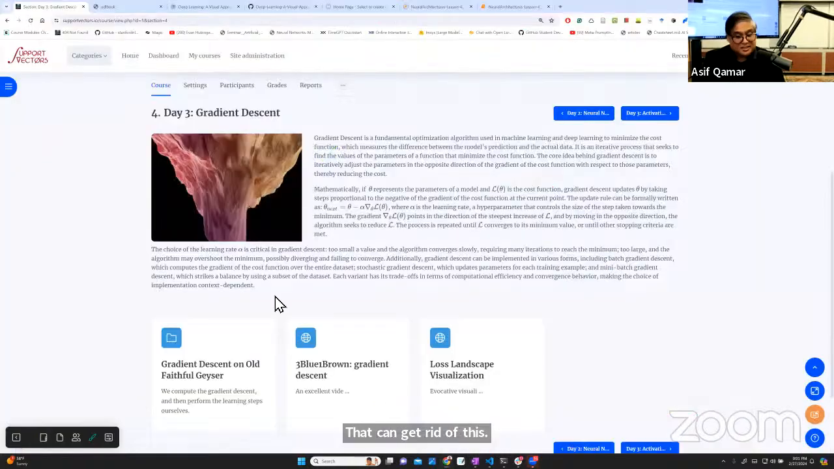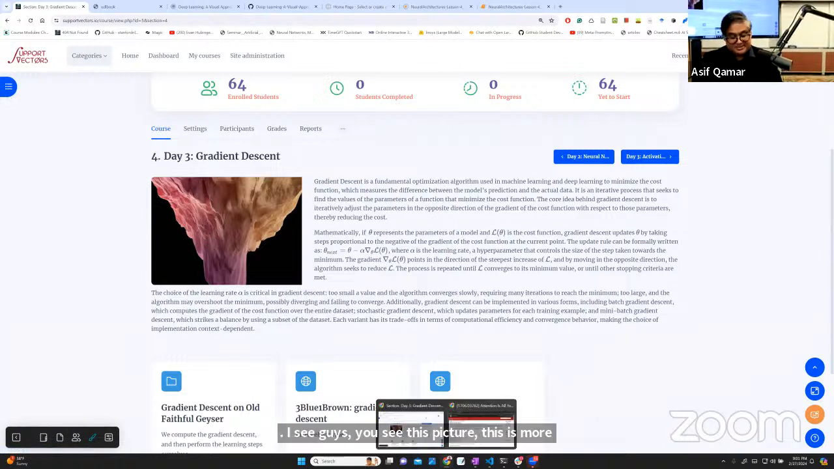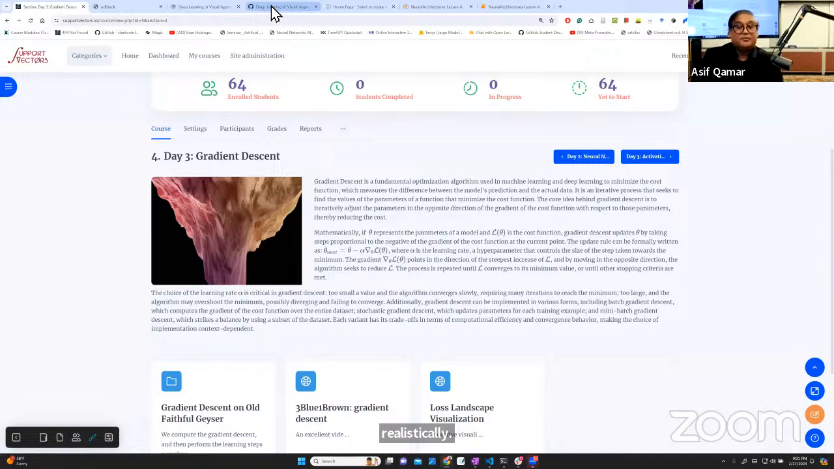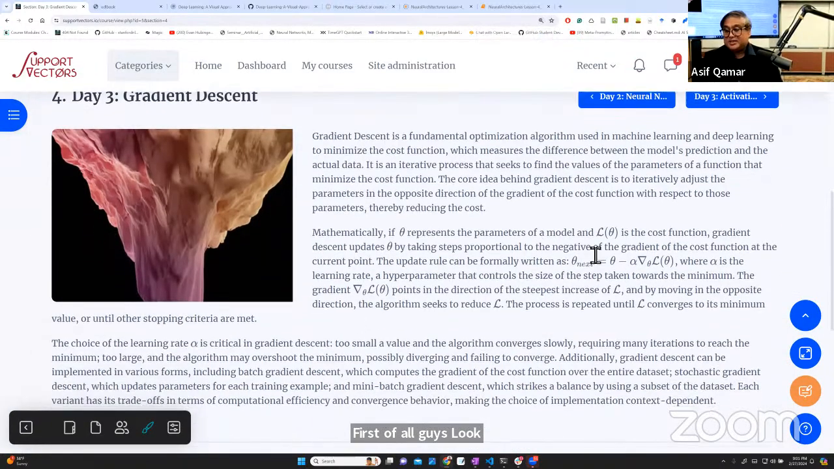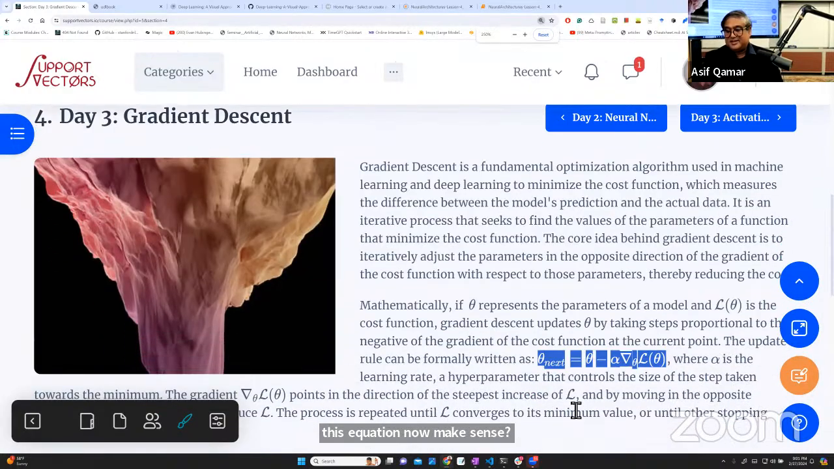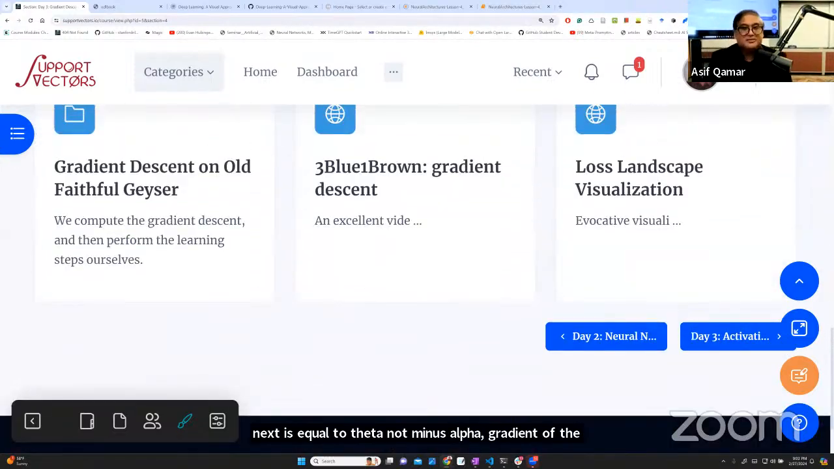Guys, please pay attention now. You see this picture. This is more realistically what a loss landscape is like. But before we go there, I want to introduce you to things. First of all, look. Oh, sorry, this is too big. Does this equation now make sense? Is it obvious what we are talking about there? Theta next is equal to theta naught minus alpha times the gradient of the loss, right? That's all it is.